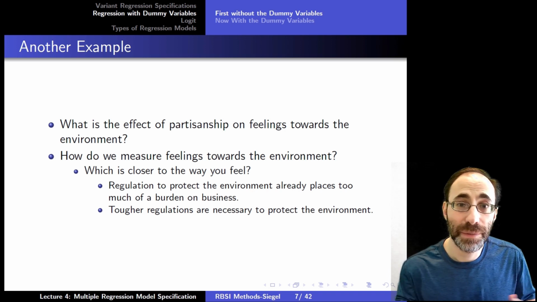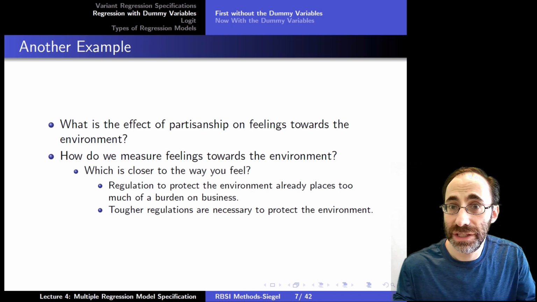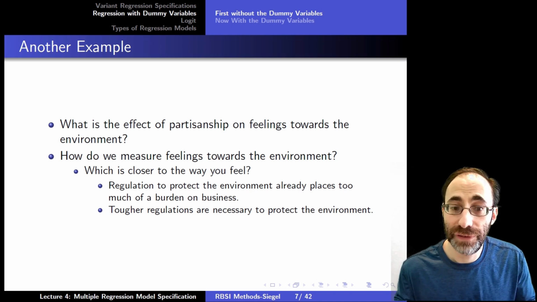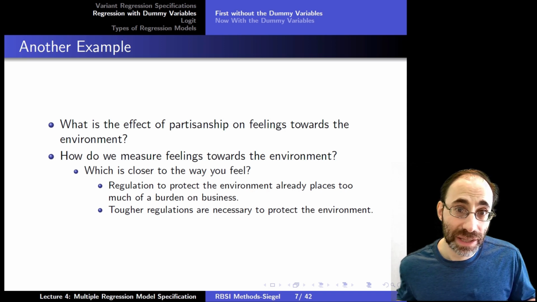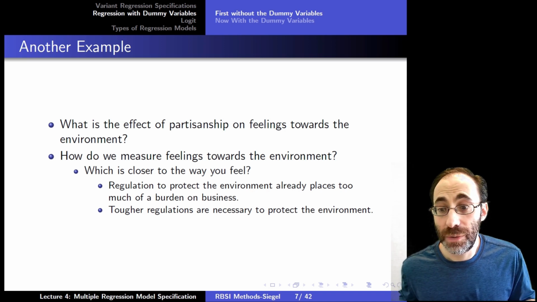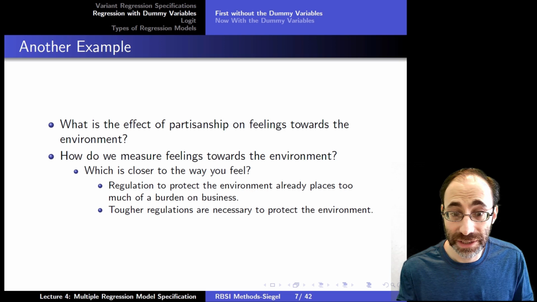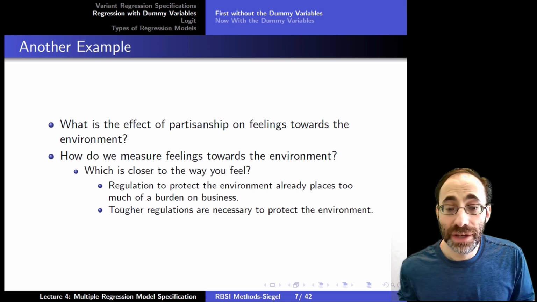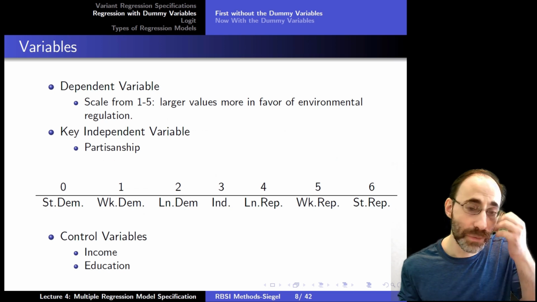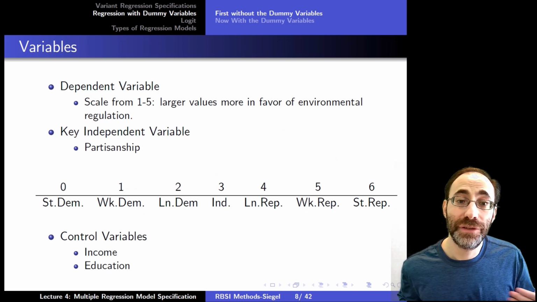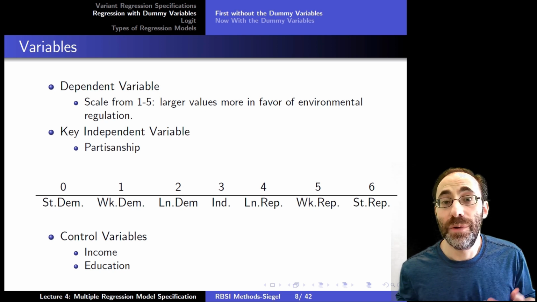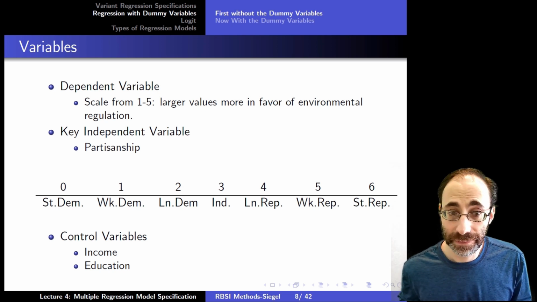environment. So we asked people to answer this question: which of these responses is closer to the way you feel on a scale of 1 to 5? On one extreme, we say that regulation to protect the environment already places too much of a burden on business. Or, on the other extreme, tougher regulations are necessary to protect the environment. We can form from that answer to that question a dependent variable to scale from 1 to 5 with larger values more in favor of environmental regulation.